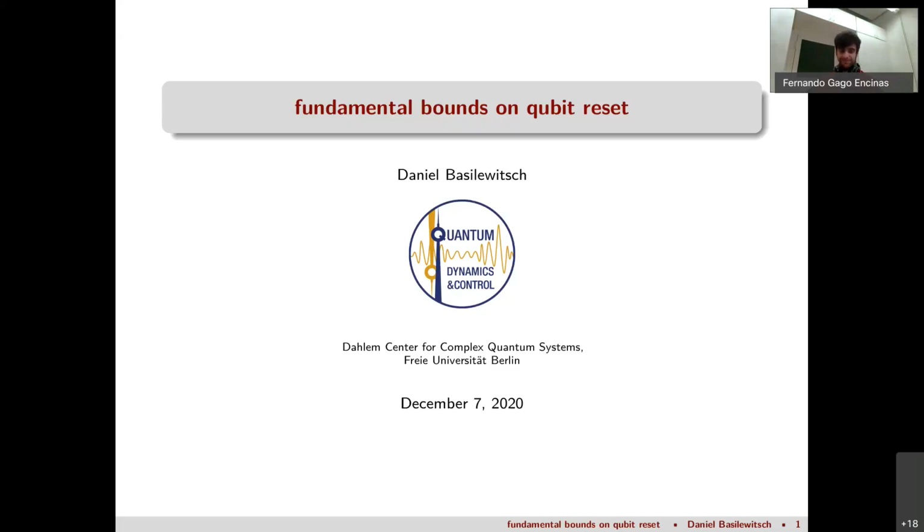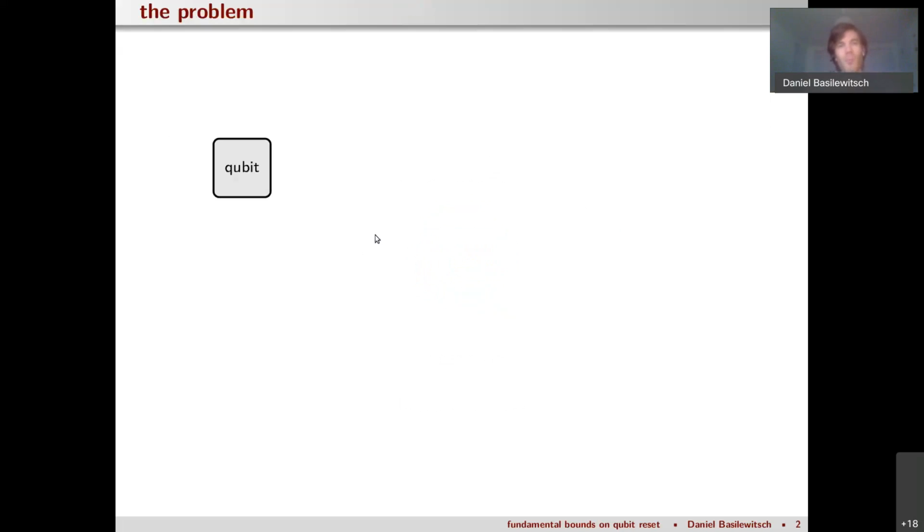Okay. Thanks, Fernando. And as Fernando introduced, I'm going to talk about, can you see my mouse pointer? Yes. Okay, perfect. So as Fernando mentioned, I'm going to talk about qubit reset. So let me briefly phrase what the problem in qubit reset is.